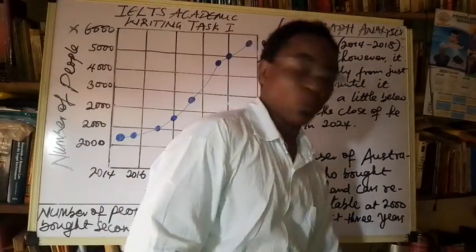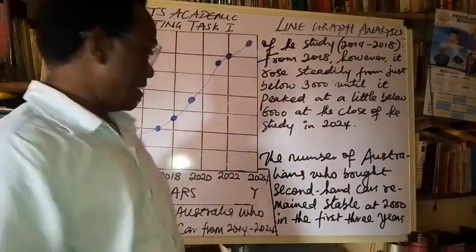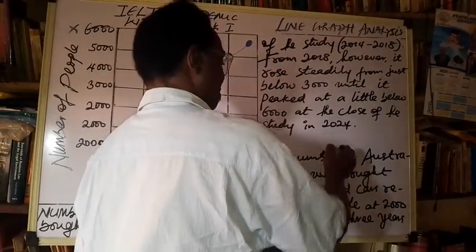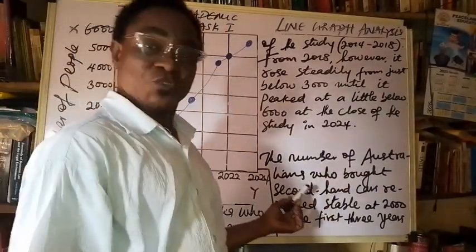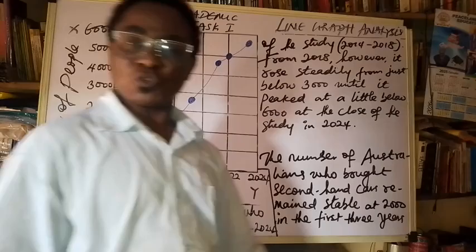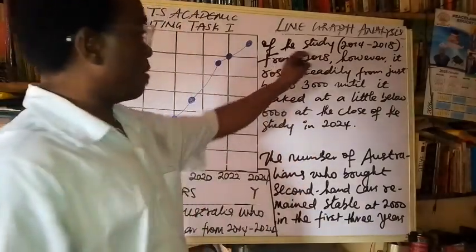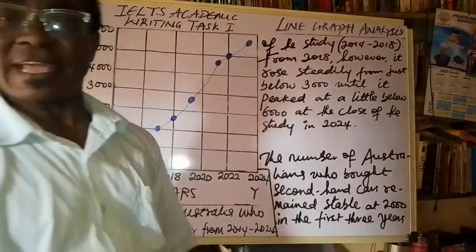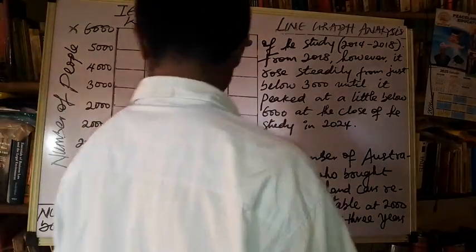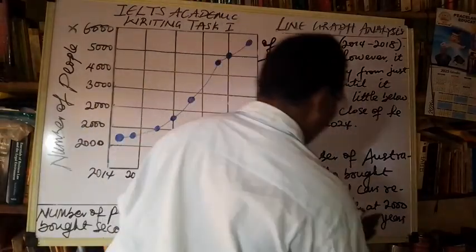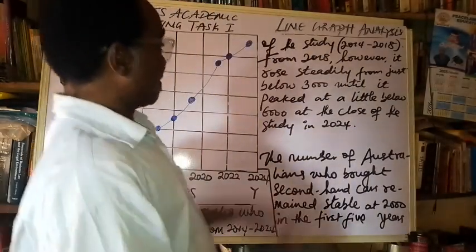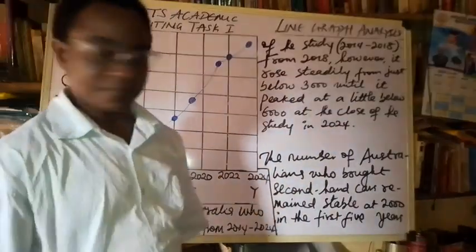Now, we take a look at what we've done so far. It is the second paragraph. It says, the number of Australians who bought second-hand cars remained stable at 2,000 in the first 3 years of the study. That is 2014 to 2018. Actually, the first 5 years, not 3, in the first 5 years of the study, that is 2014 to 2018.